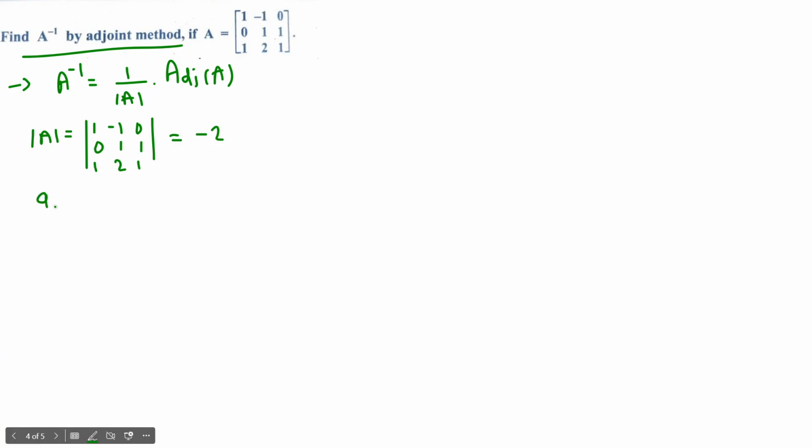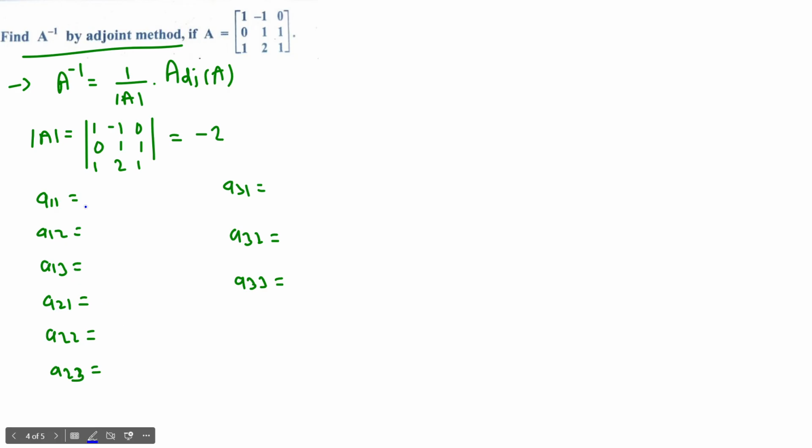And next, what you have to find? You have to find 9 cofactor, that is A11, A12, A13. Already we have seen how to find the cofactors. Okay, so what I'm doing, I'm just directly writing the values of all cofactors. A31, A32 and A33.